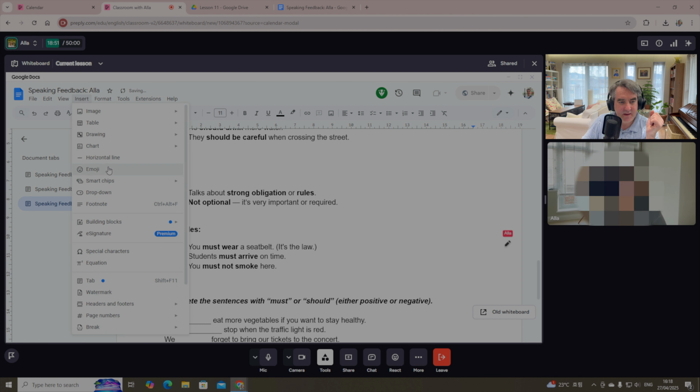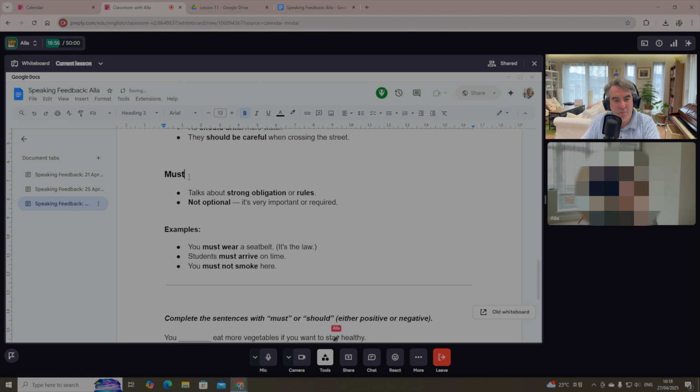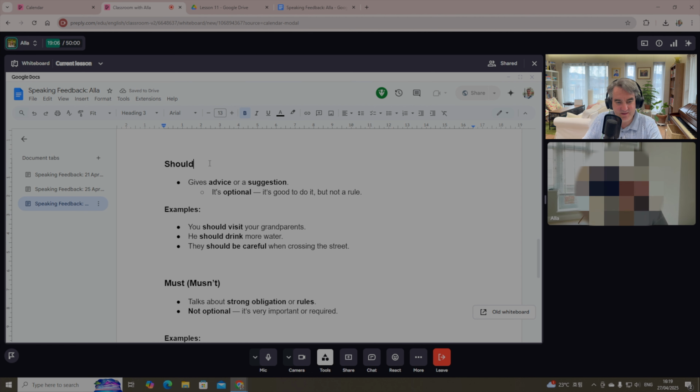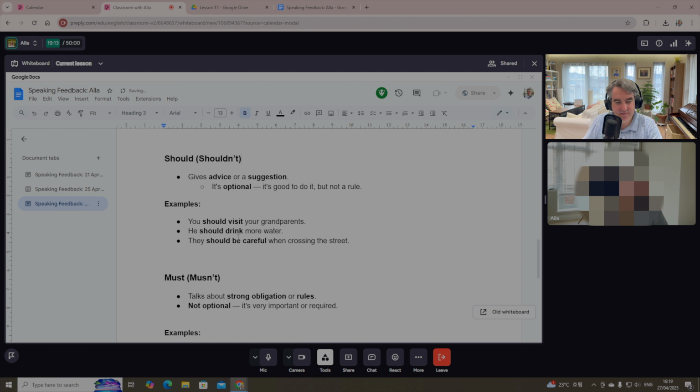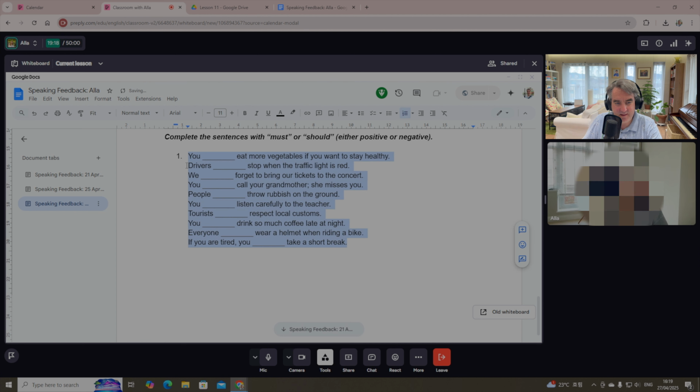Now, we have, for example, must. What's the negative of must? Mustn't. And should, the opposite would be? Shouldn't. Right, so we've got these examples, these different sentences. Can you see the first one?